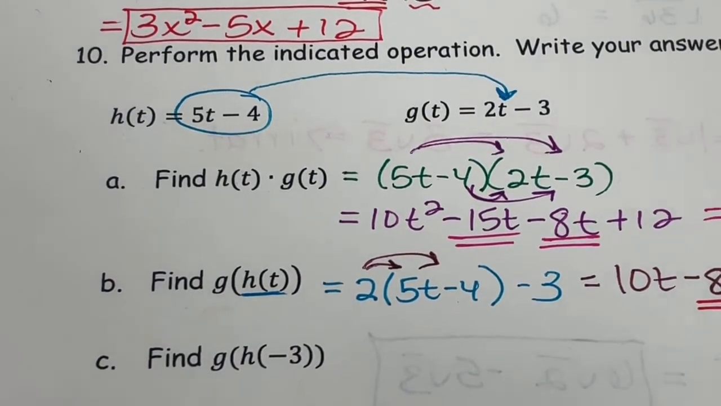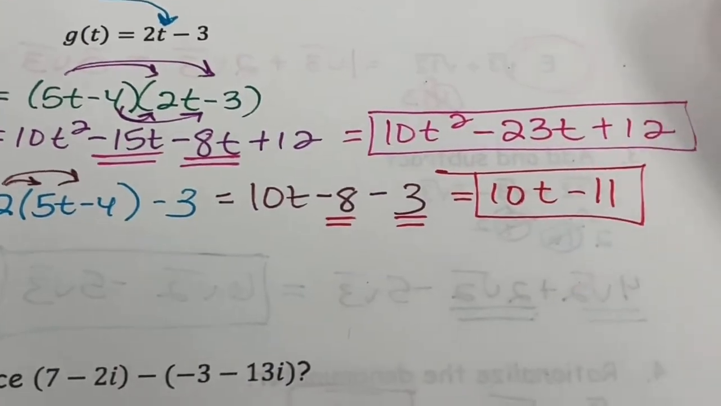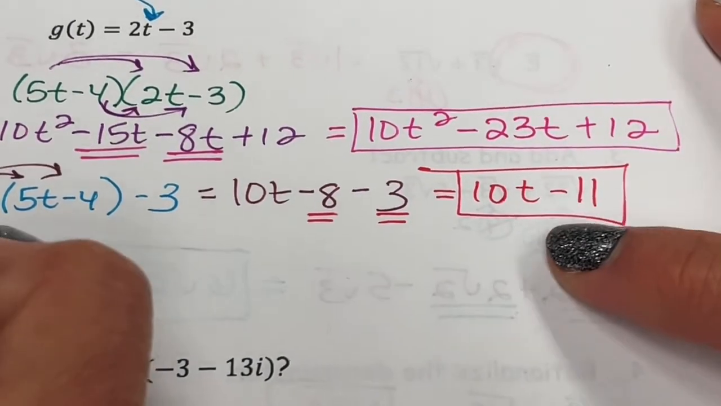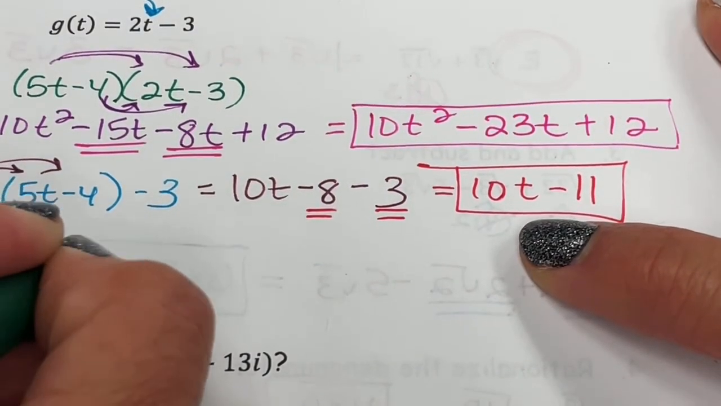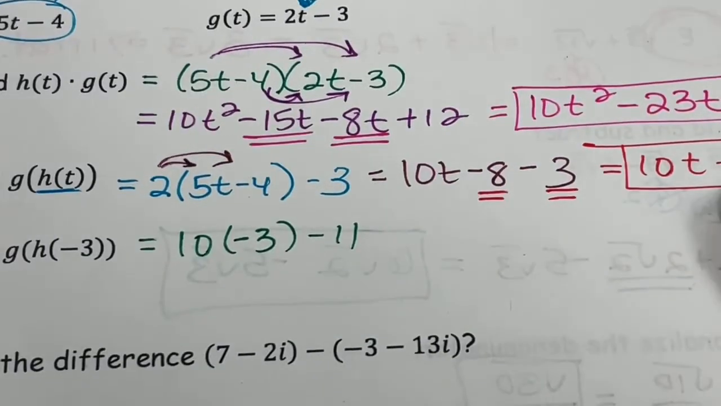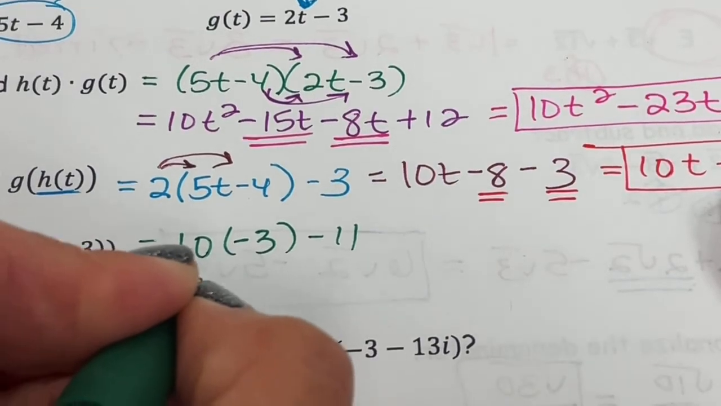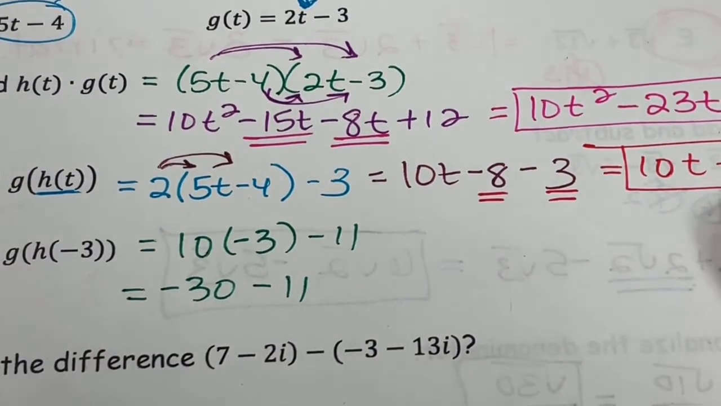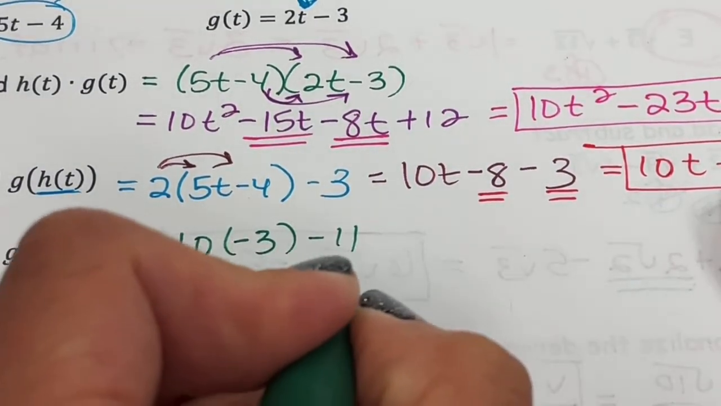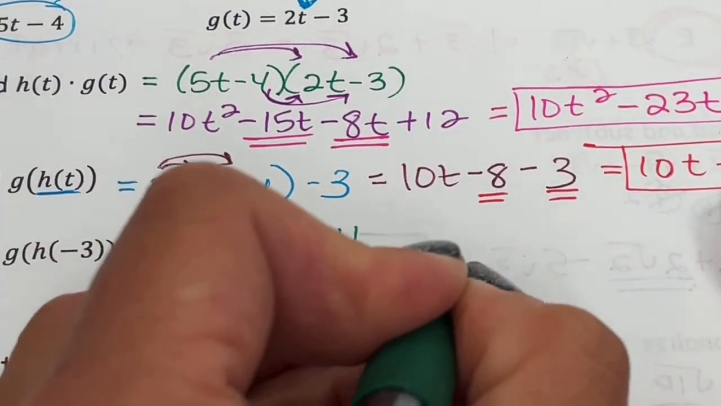That's what you guys had to do in the IXL. But this one led you to that. So I'm going to go ahead and just plug in a negative 3 in for t. 10 times negative 3 is negative 30. Negative 30 minus 11, since they're both negative, you add them and keep the negative, and that's a negative 41.